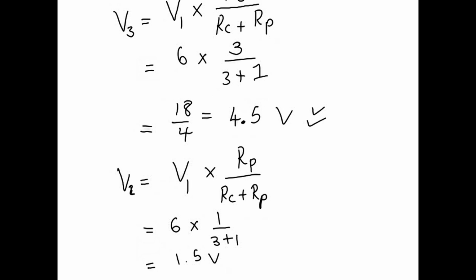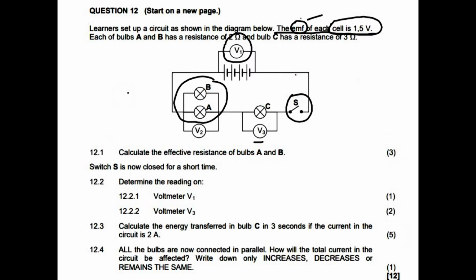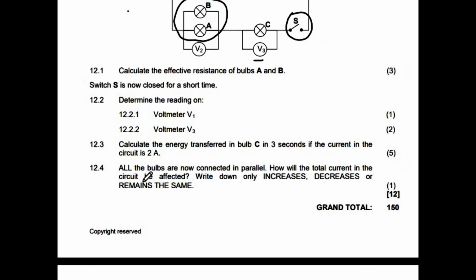So now let's go to question 12.3. Question 12.3 says to us, calculate the energy transferred in bulb C in 3 seconds if the current in the circuit is 2 amperes.